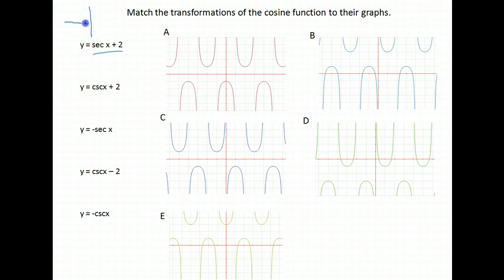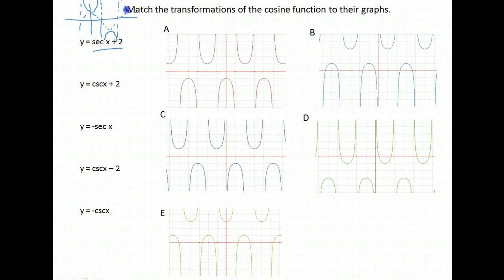Let's remind ourselves. Well, secant is 1 over cosine. So since cosine looked like this, we want secant to have asymptotes here and here, and have a hump right here at 0, and have one here at pi, and then there would be an asymptote here, have another one here. Okay, so let's take a look. We want it to look like that, only the plus 2 on the end does what? It moves the graph up 2. Okay, so we want one where on the x-axis it's symmetric there.